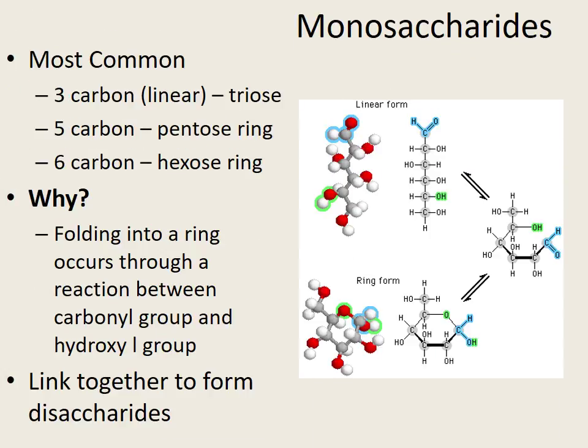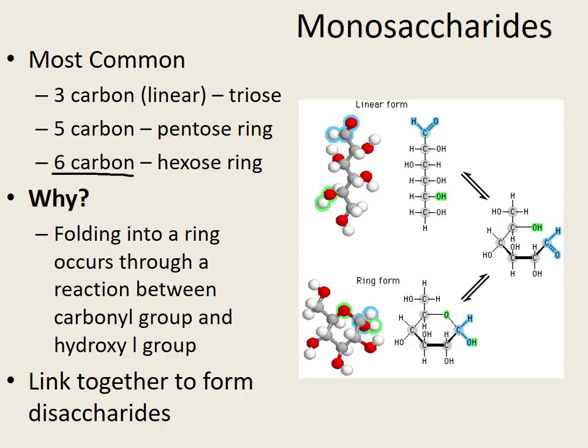The most common monosaccharide that we're going to be taking a look at here is probably the 6 carbon. That would be your glucose molecule. That's a hexose ring. There are other monosaccharide ring structures like pentose that we will take a look at, but let's stick more towards the glucose molecule. There are 3 carbon linear structures.